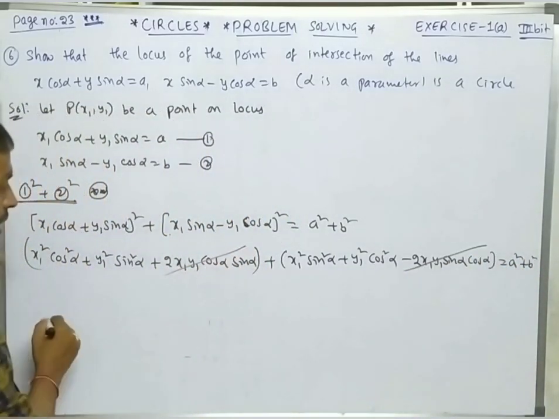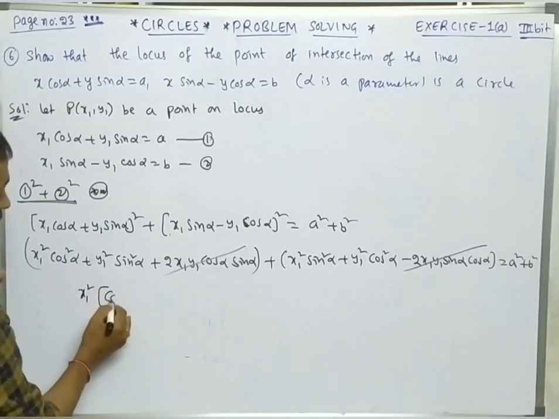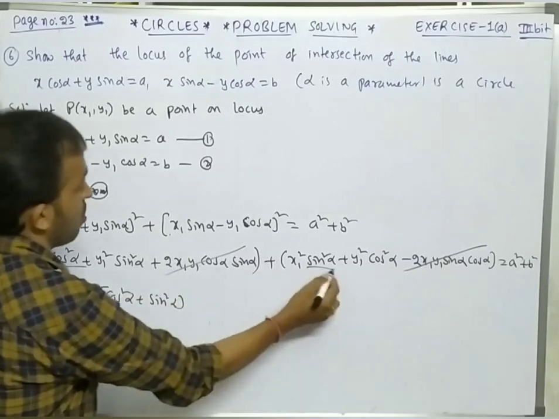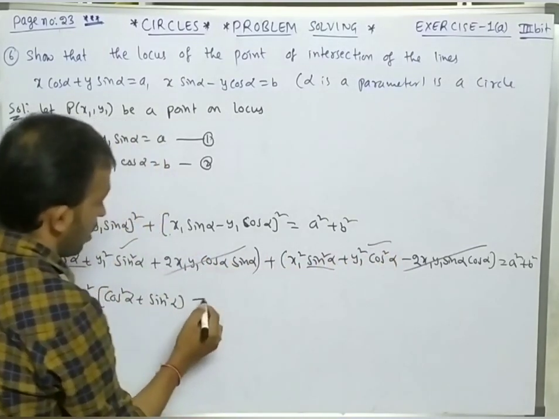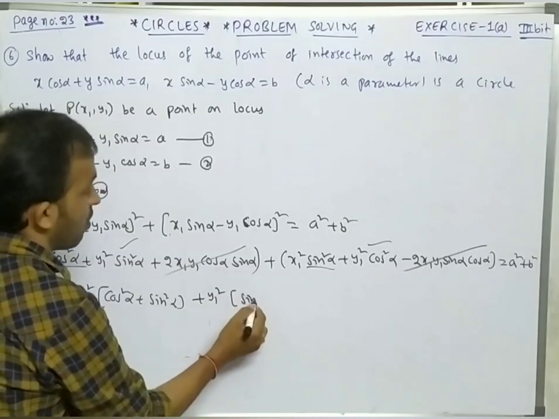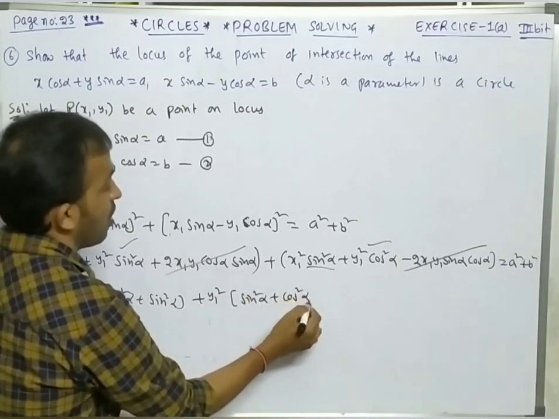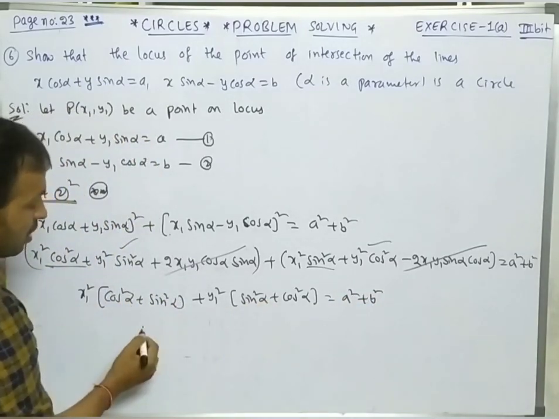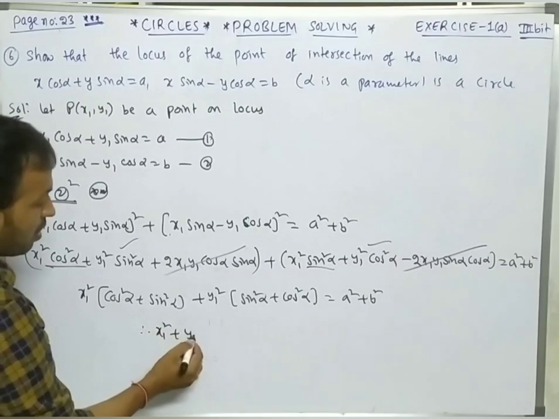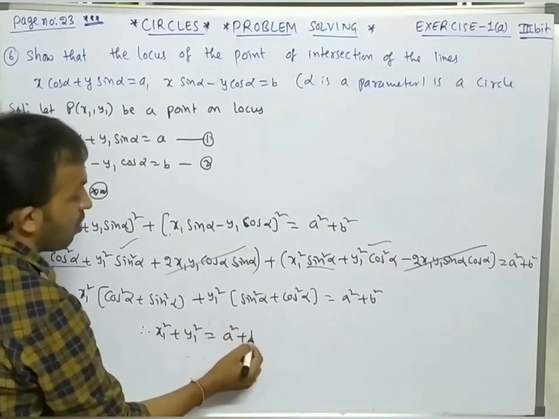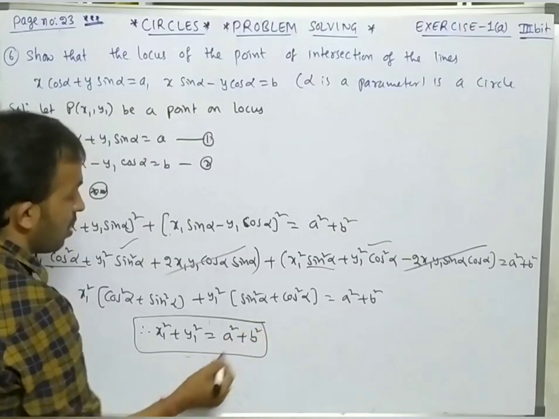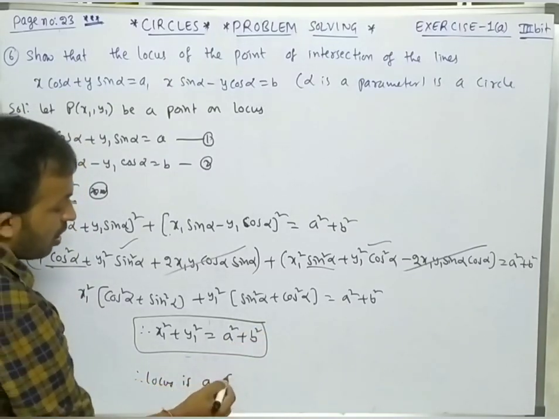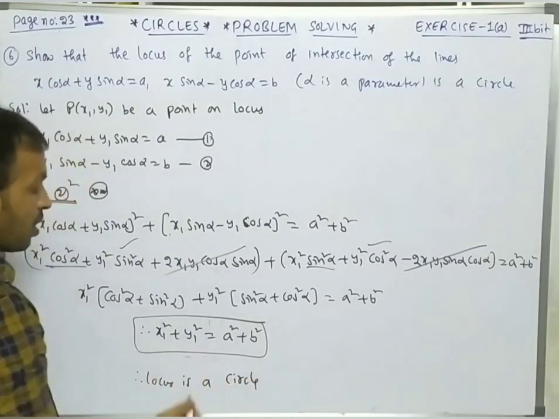The 2x1 y1 sin alpha cos alpha terms cancel. Here taking x1 square common, we get cos square alpha plus sin square alpha, and in the other two taking y1 square common, we get sin square alpha plus cos square alpha, is equal to a square plus b square. So this is 1, right? So x1 square plus y1 square is equal to a square plus b square, which is required. Therefore the locus is a circle.